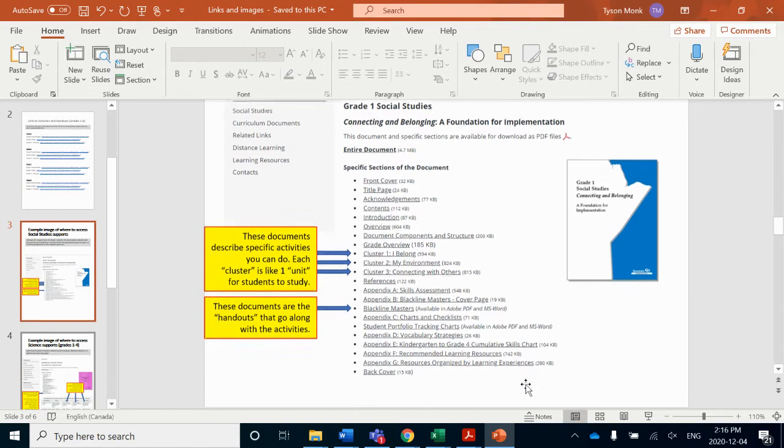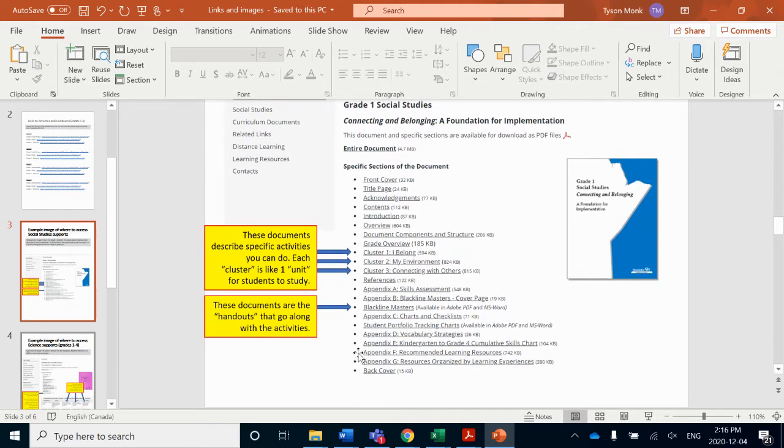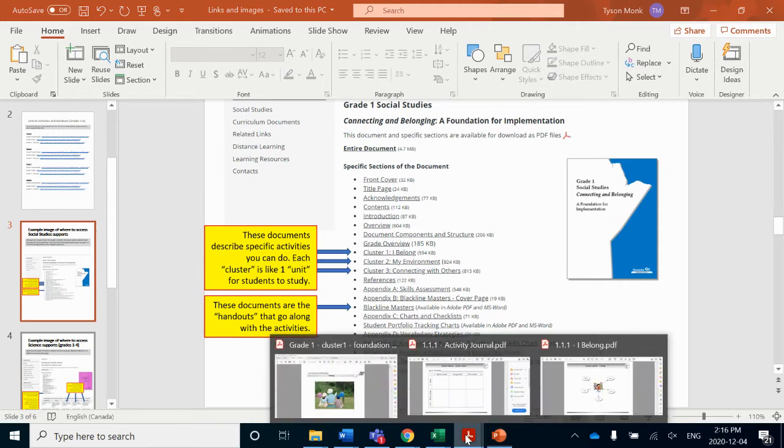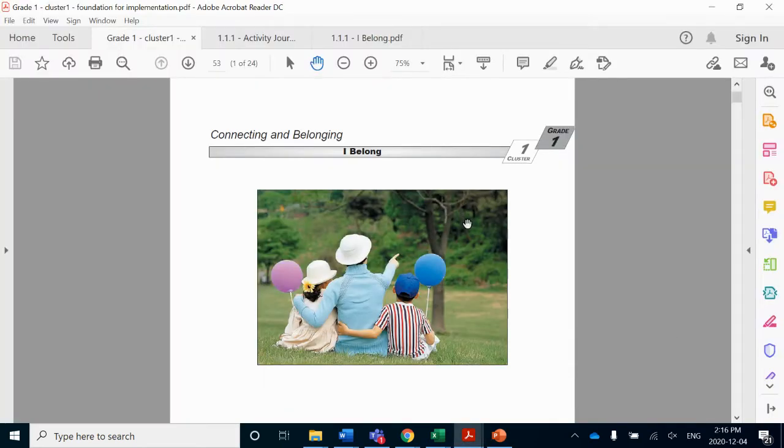One that you might find useful is Appendix F, which has recommended learning resources. Those would be things like websites, books, or videos that you can use to support the learning also. But today we're going to be focusing on these documents called Foundation for Implementation and these handouts, the Blackline Masters. So let's check out our Foundation for Implementation document.